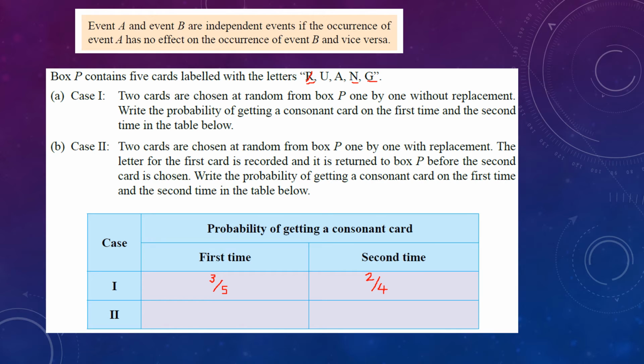Write the probability of getting a consonant card on the first time and the second time in the table below. So here, still for consonants, you have 3 letters, that is R, N and G. So the first time you pick is 3 consonants out of 5 letters. Then after you pick, you put back. So there's no change for the second time. So still 3 consonants out of 5 letters. So the first probability and the second probability are the same. There's no difference.